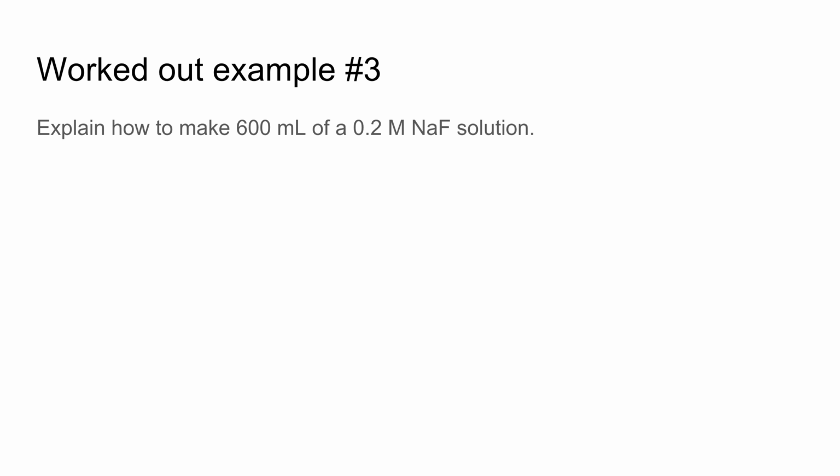Tell me how you would make this solution. So you have 600 milliliters of a 0.2 molar sodium fluoride solution. How do I pull it off? So I have volume, I have concentration. If I multiply these 2 together, I'll get moles. If I have moles, I can figure out mass. Then all I have to do is add that mass to a flask and fill it up till I get 600 milliliters.